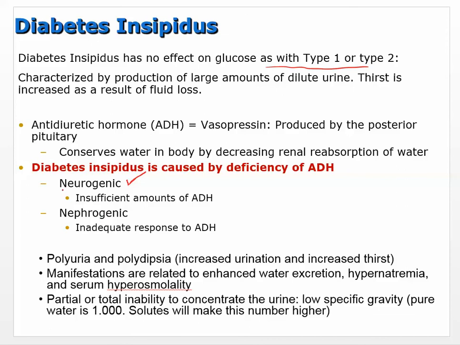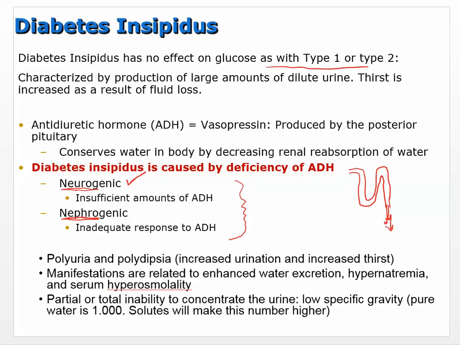So it can either be not a release, because it's being released from neurons. So either not enough of the release, or it's being released, but the kidneys are not responding to it. And so we would call that nephrogenic, because nephro refers to kidneys. Okay, so either way, you're not producing, or the receptors aren't detecting antidiuretic hormone. And so that means that all of that urine, okay, that was going through those nephrons is not being reabsorbed, and it's leaving.